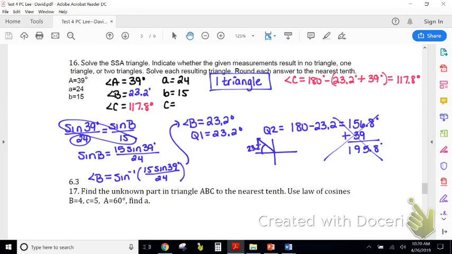Our law of sines, yeah. So sine of angle A, so 39, over side A, 24, is equal to sine of angle C, which we know is 117.8, over side C. So just cross multiply and divide. So side C is going to equal 24 times sine of 117.8 degrees over sine of 39 degrees.